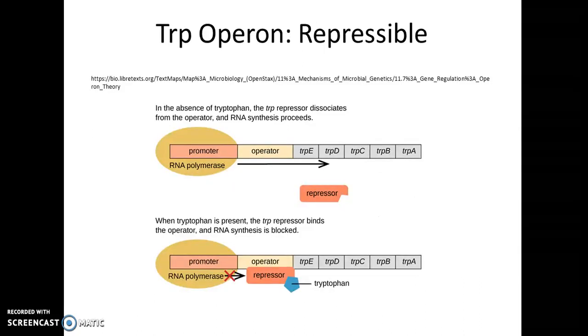So here's the trp operon. It's producing these things here. The tryptophan binds to the repressor, binds to the operator, RNA polymerase cannot land and produce the enzymes necessary. Pictures would really be good.